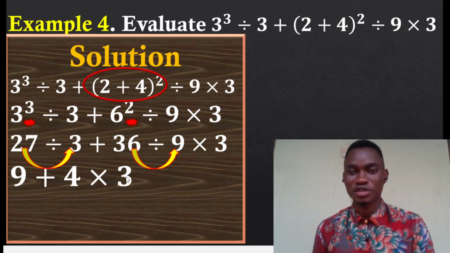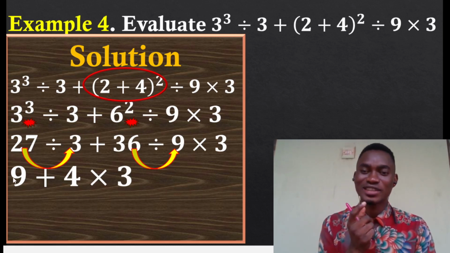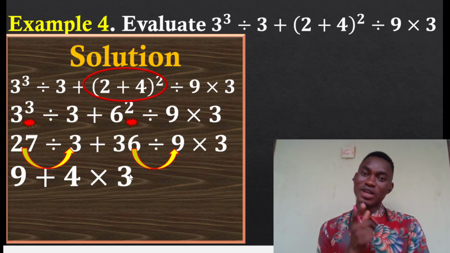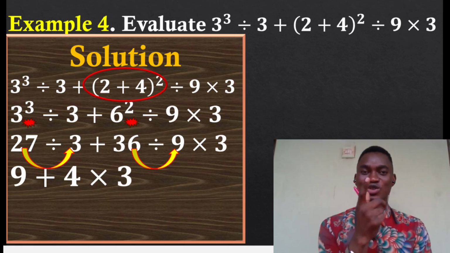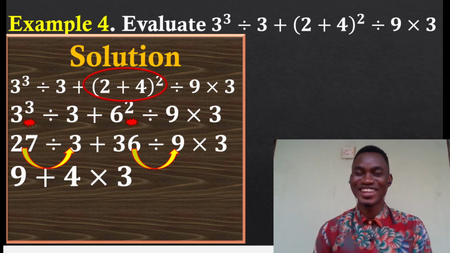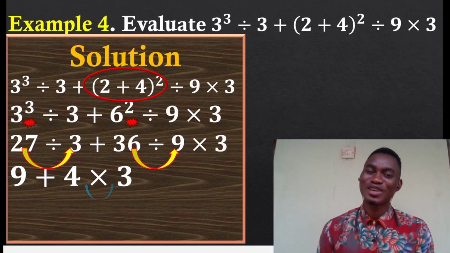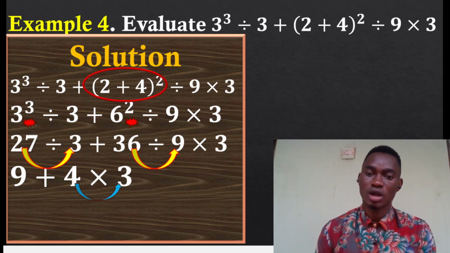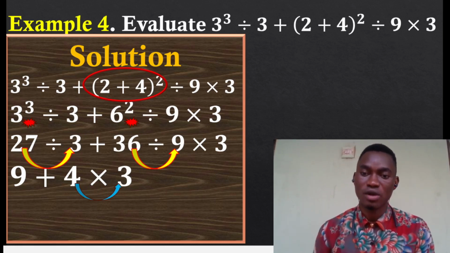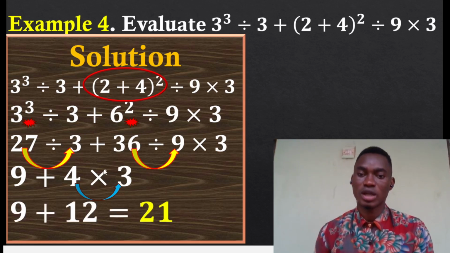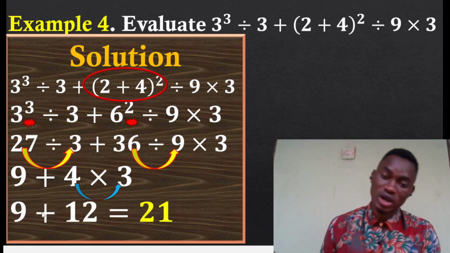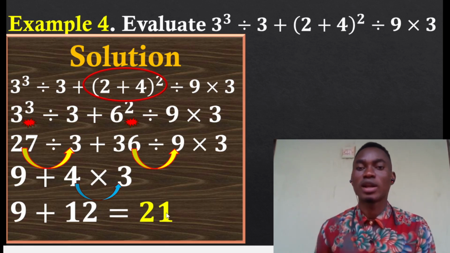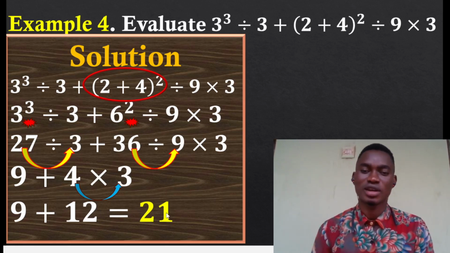A quick question. Are you going to add 9 and 4, then multiply by 3? If that is what you want to do, please don't do it. You will be wrong. So we have to take care of what? The multiplication operator. So we're going to multiply 4 by what? 3. And that gives us 12. So we have 9 plus 12 equals 21, and that's the answer, 21.